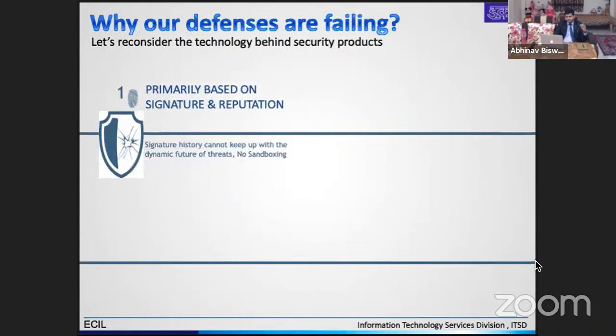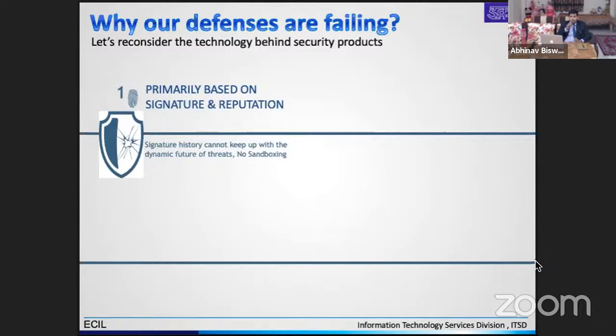Now, why are our defenses failing? We have spent so much on security, we have done so much in technology and all, but why are organizations still getting attacked? Why is the government being attacked? Why are companies being attacked? Why are hospitals getting attacked? It's because most of the security solutions are signature based.